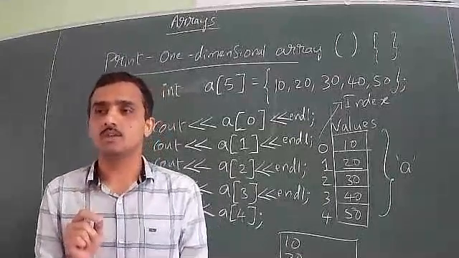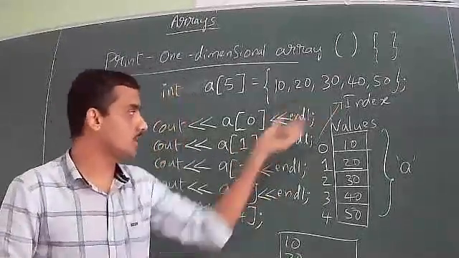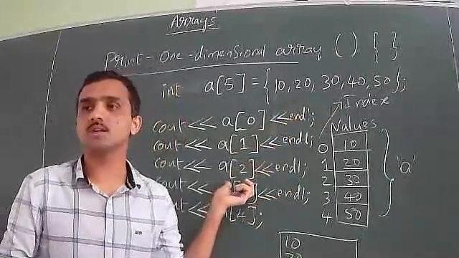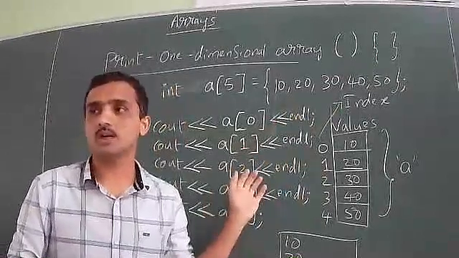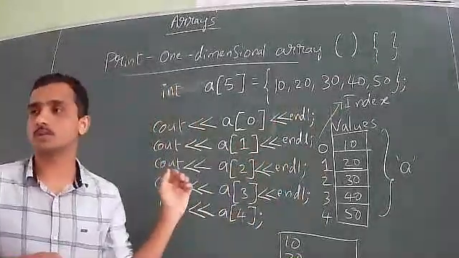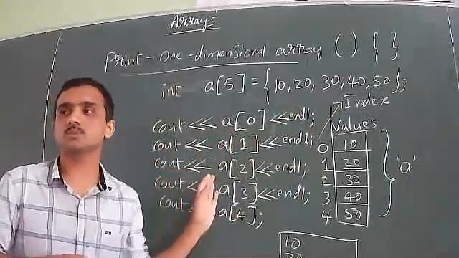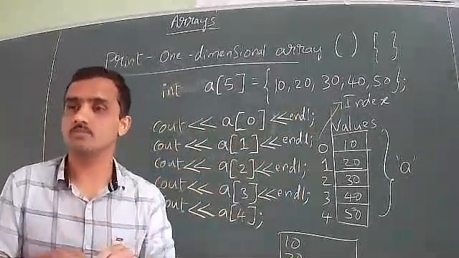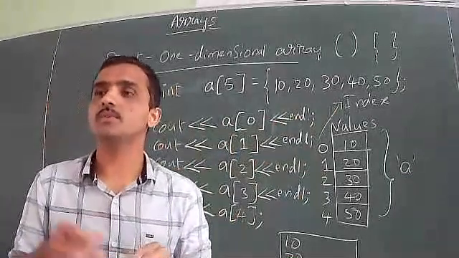See here I have taken 5 values, so I have written 5 couts. Now let us consider we have taken 100 values. If you take 100 values, 100 cout statements we have to write. If you take 1000 values, 1000 cout statements we have to write. So the program will be big, and it may be difficult to understand.